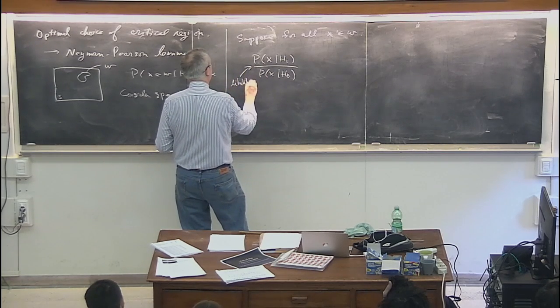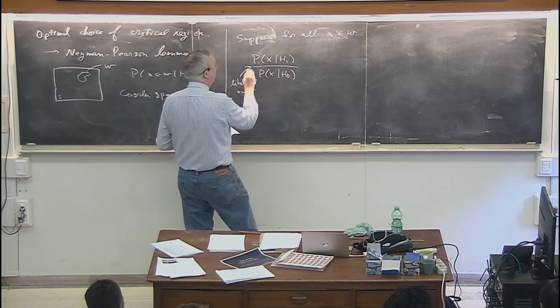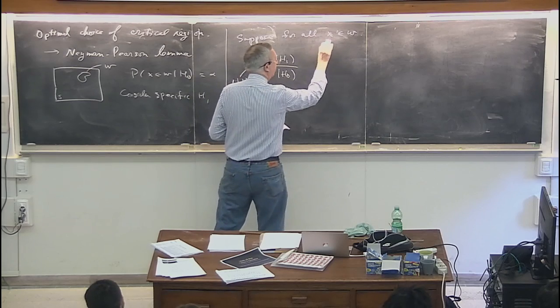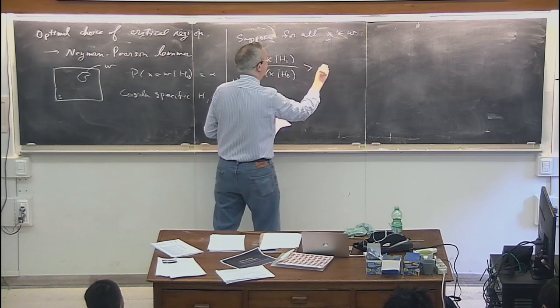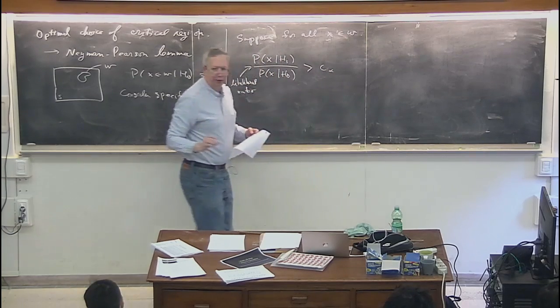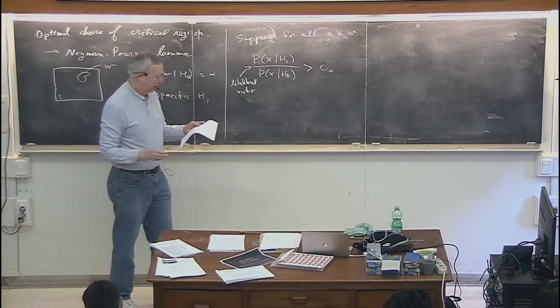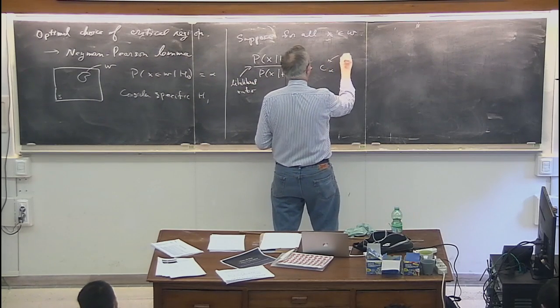For obvious reasons, it's the ratio of two likelihoods. And I want to suppose that for every x point in the critical region, this ratio is greater than or equal to some constant. Now the constant that I choose will depend on the size of the test alpha, so I'm going to put a subscript alpha to indicate that. So I'll say constant that depends on alpha.